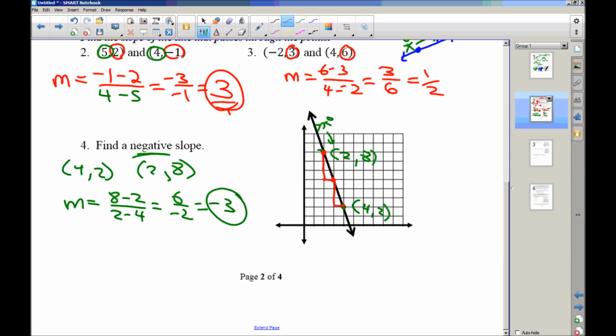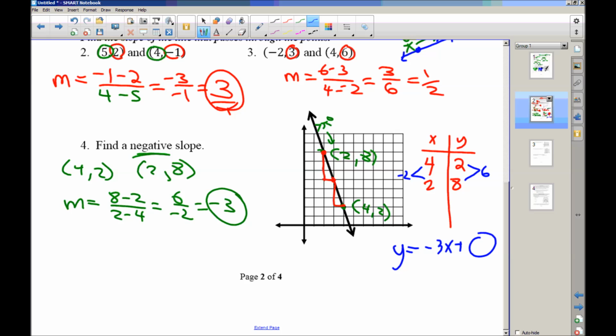Now, like I said, we've been doing this all along. So let's say we have a table, x, y, and we want to find the changer amount. Well, our two points in here are 4, 2 and 2, 8. Okay, we find the difference. This goes up 6. This goes down 2. And then we would say our formula, y equals -3x plus something we don't know yet. Okay? The changer value that we've been calculating all along is just an easier word than slope to understand.